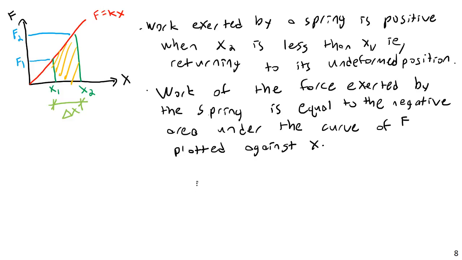Or U1 to 2 is equal to negative 1/2 times f1 plus f2 times delta x. This is just the formula for the area of a trapezoid. Or an alternate way to do it, so we could use it like this. This is if we were working only with the magnitudes of f1 and f2.